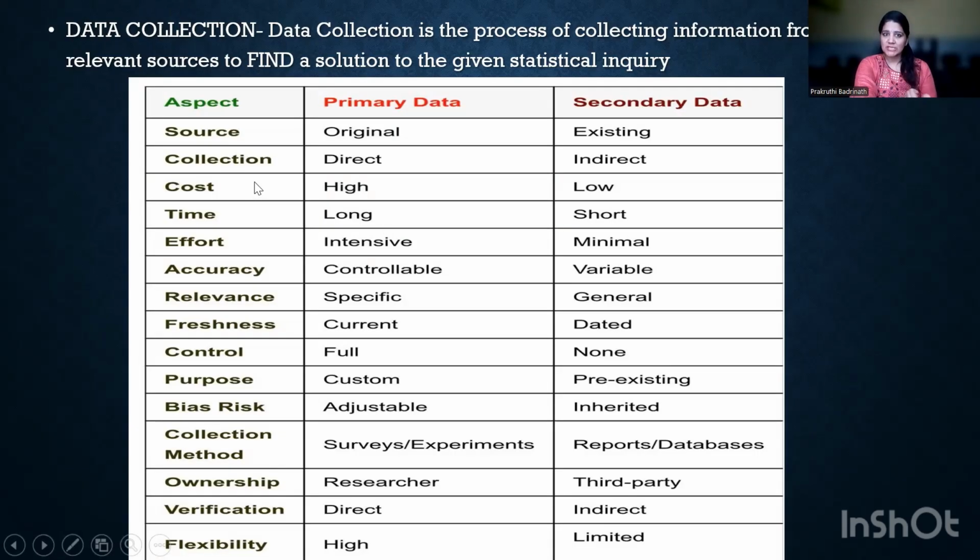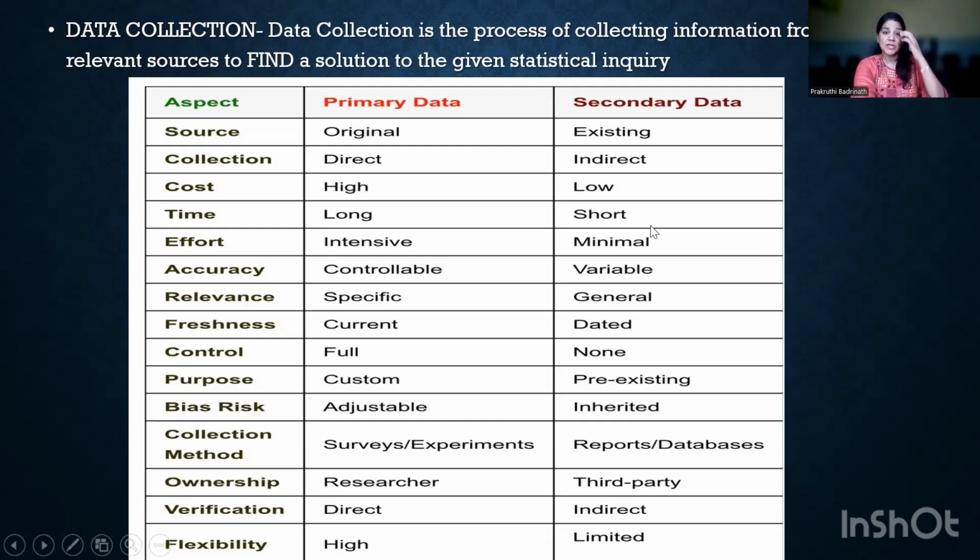When it comes to cost, primary data collection is high because if I have to meet all the women entrepreneurs across India, I have to travel, I have to spend resources. So it's costly. Secondary data, somebody has already done it, I'm just taking it. So it is cost effective. Time-wise, primary data will take a lot of time because I have to travel across India to collect data from entrepreneurs. But here it is short. I just have to look for the right secondary source where I can get the data from. Effort in terms of primary data, it is intensive because we are doing everything ourselves. In secondary data, it is minimal.